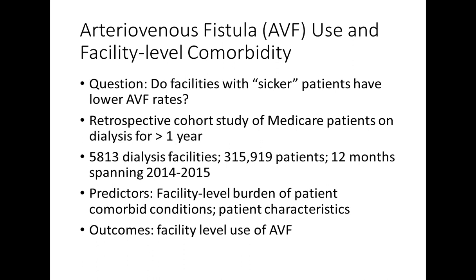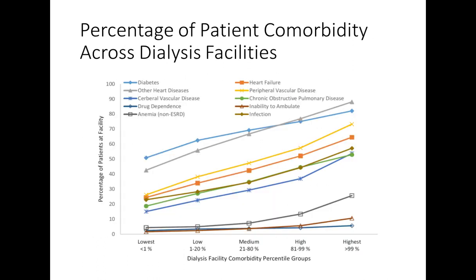Next slide. And so in this figure, you see the 10 different comorbidities that have an impact on successful vascular access creation. Diabetes, heart disease, vascular disease, those lead the list, and we've divided all of the dialysis facilities into 5 groups based on the proportion of patients with any given condition.